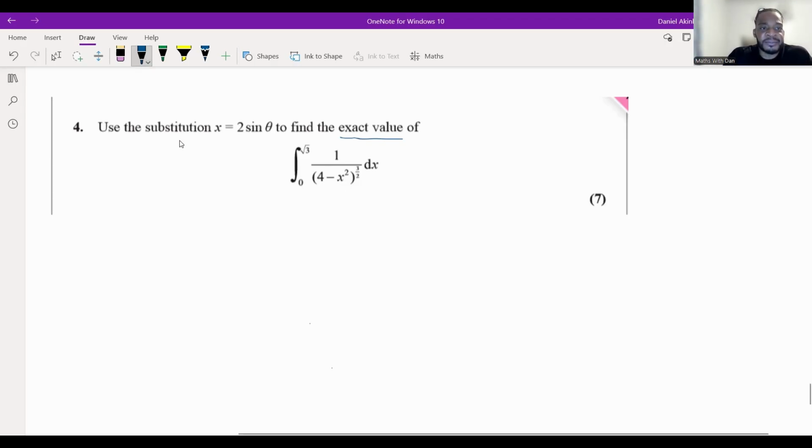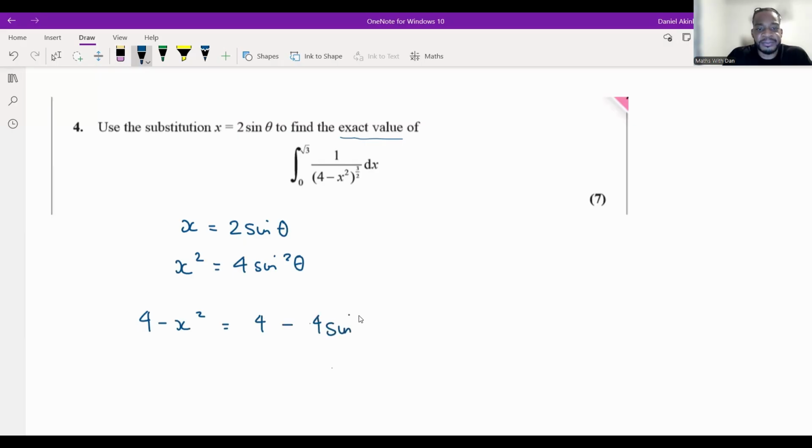So firstly, if I look at my expression, I've got x is equal to 2 sine theta. Now, in my expression, I've got 4 minus x squared, so I'm going to work out what that is. Firstly, x squared, do we agree, is going to be 4 sine squared theta? So if I want 4 minus x squared, then that's just going to be 4 minus 4 sine squared theta. Do you agree, guys? Does that make sense? Good stuff. So I'm going to put that in.